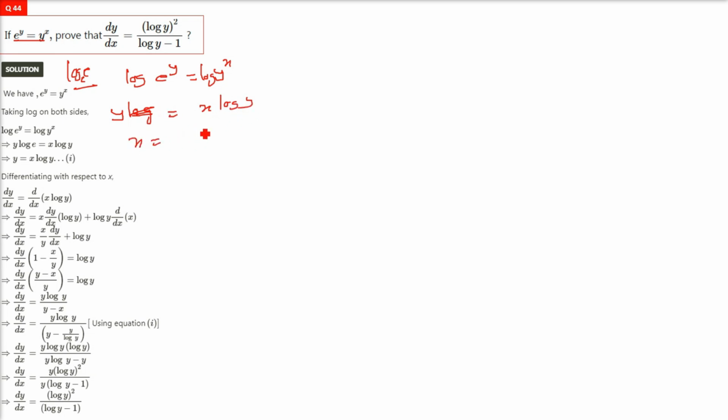So x, you can write it as y by log y. Since on the right there is no x, that is why we have done this. On the right there is no x, so you need a replacement of x somewhere. So now I am taking this one and differentiating this one.